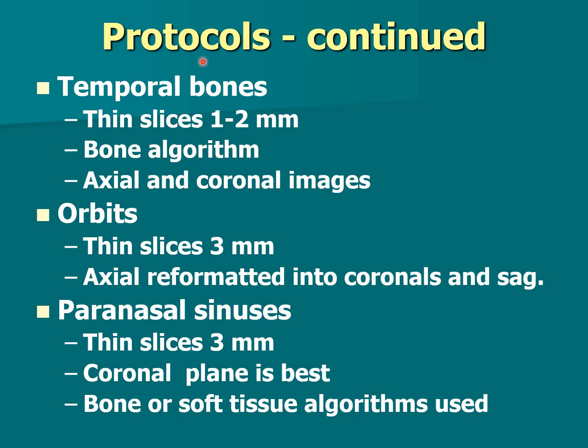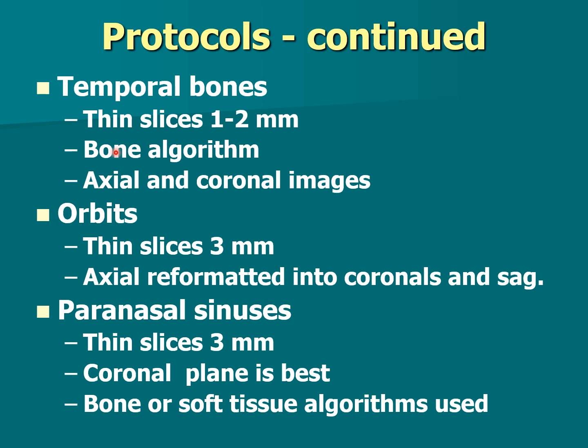Just some other protocols, and again, protocols are going to be set by your institution or wherever you're scanning. But in general, for the temporal bone, because we want to see the inner ear structures, we're going to do thinner slices there. We're going to use a bone algorithm. This is how the information is processed. Again, we talked about algorithms, I think in chapter 4 or 5. We can do a bone algorithm.